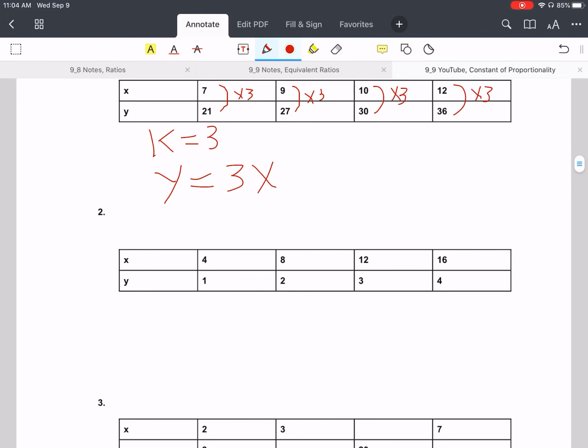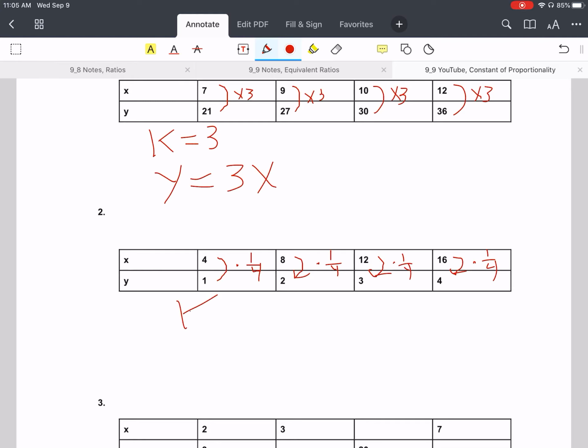Question 2 is a little different. The table is filled out, but this time to get from 4 to 1, we're going to be multiplying by 1/4. So this time it is a fraction. 8 to 2, multiplying by 1/4. 12 to 3, multiplying by 1/4. And 16 to 4, multiplying by 1/4. So we're able to test that it is consistent. And because we multiply all of them by 1/4, that is a constant.